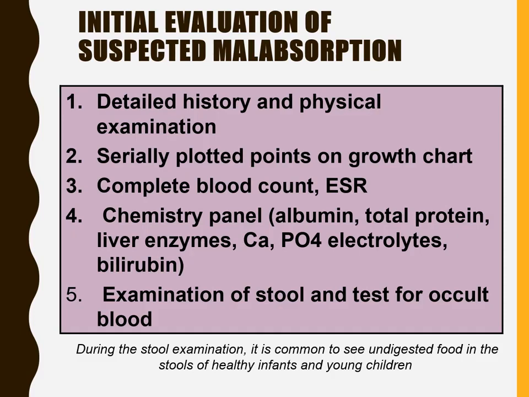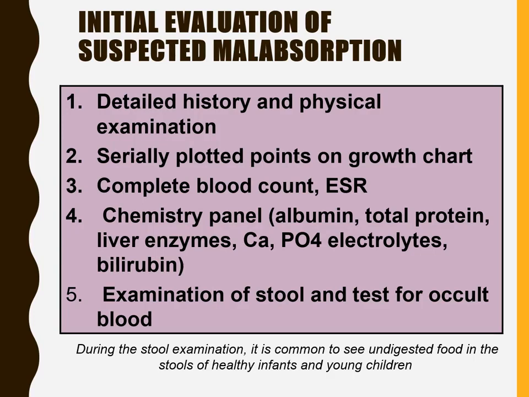Complete blood count and ESR. You can see those patients might be anemic, lymphopenic, neutropenic, thrombocytosis with the anemia, or thrombocytopenia with some immune deficiencies. ESR can give you a picture about the inflammation. For example, patients with IBD would have a high ESR.